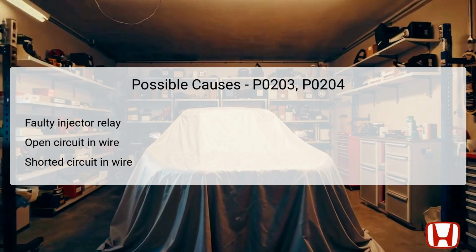A faulty injector relay is one possibility. If the relay fails, it won't provide power to the injectors, causing a failure in the circuit. Another common cause is an open circuit in the wiring leading to the injectors, where a break or fault in the wire prevents signal or power from reaching the injector. Lastly, a shorted circuit can also occur, where the wiring could be improperly grounded or touching adjacent components, sending electrical signals in the wrong places. Each of these causes can lead to improper functioning of the injector, requiring thorough inspection and testing to isolate the fault.